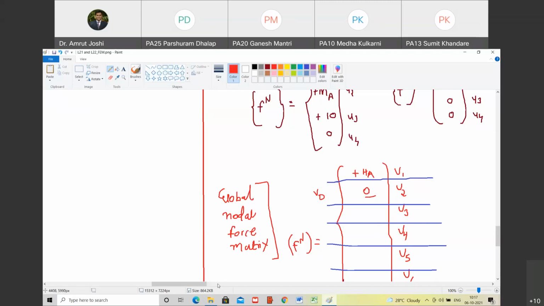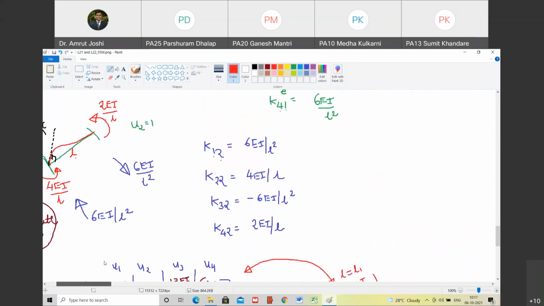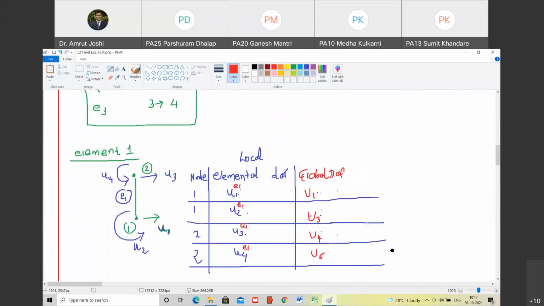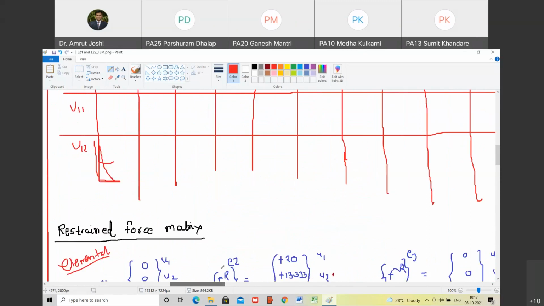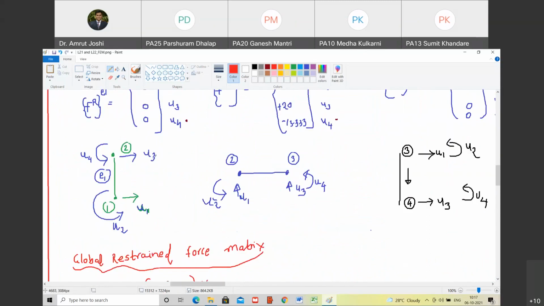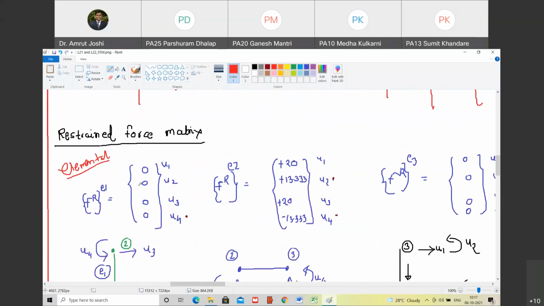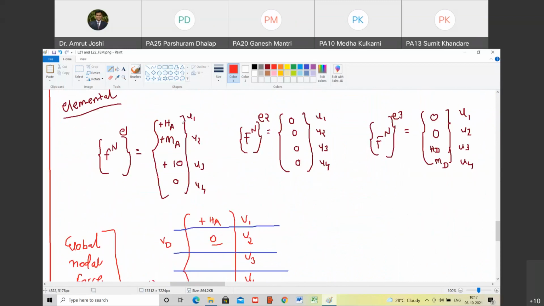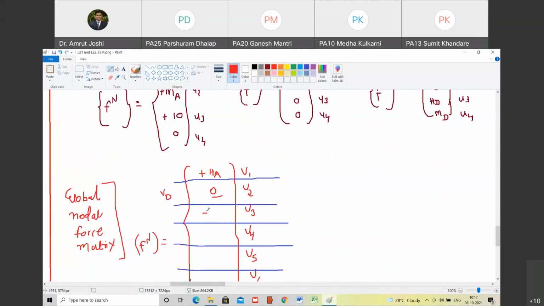Now let us look at U3. U3 is a part of which element? First element. Second degree of freedom. So look at first element, second degree of freedom. Yes, sir. Sorry, first element, second degree of freedom. So plus MA. Happy?